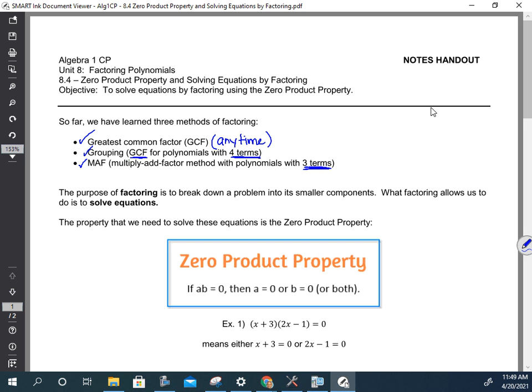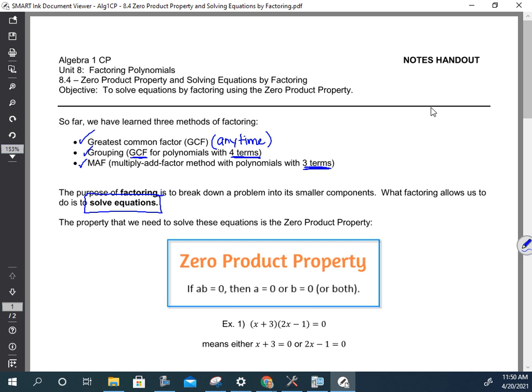Now, the main question that's asked, well, what's the purpose of learning how to factor? The purpose of learning how to factor, learning how to break down a problem, is so that you can do one primary thing: to solve an equation.